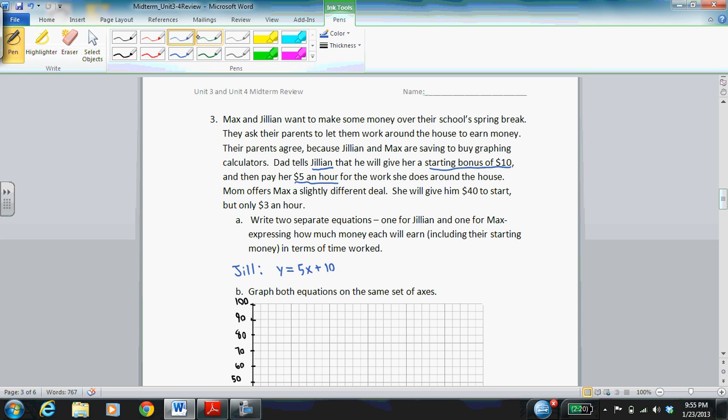Now let's look at Max. So Max has a slightly different deal. He gets $40 to start. Goodness, it's a lot more. Only $3 an hour. That's way below minimum wage. So let's see what that looks like. Max's equation is going to be y equals 3x plus 40.